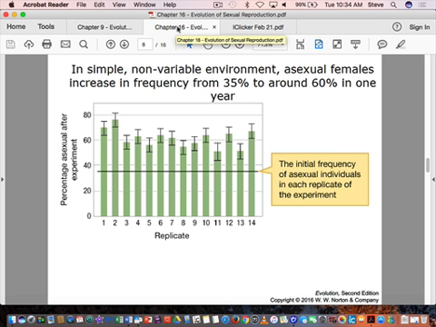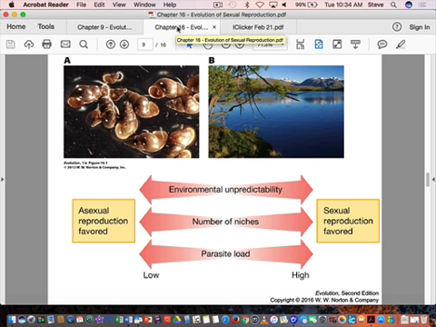So that beer cup was, I'm just putting this in there, a simple, non-variable environment. I'm just going to introduce this, and then I'm going to stop and talk about the exams and turn it back. But we're then going to go through each one of these hypotheses to try to explain why sexual reproduction is so common. And when you think about it, what do you think? What's good about sexual reproduction?